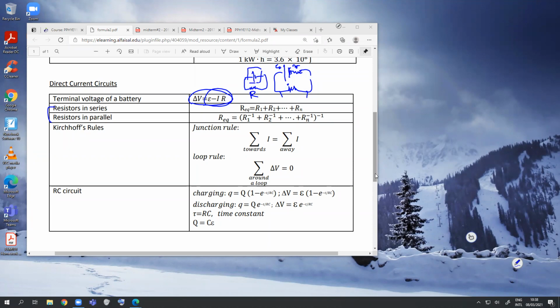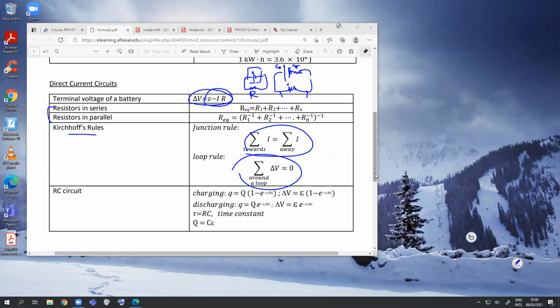Then, when the circuit becomes a little bit more complex with many loops, Ohm's law and reducing to one resistor sometimes become difficult. So that's where you need to use the Kirchhoff rules. Kirchhoff rule number 1 is the junction rule, and number 2 is the loop rule. The junction rule says the sum of all the current coming into a junction is equal to the current going out of the junction.